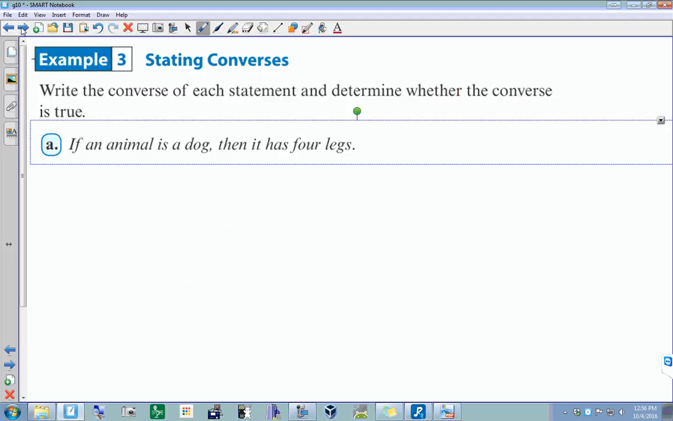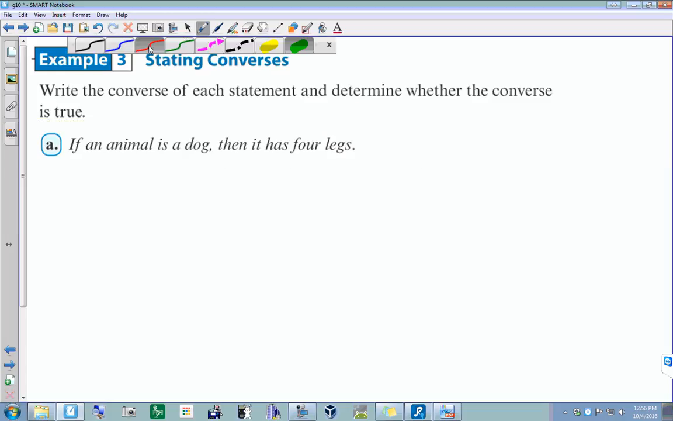If an animal is a dog, then it has 4 legs. Is this true? Okay. Now, if I want to identify what the hypothesis is, well, in this case, is a dog, that's the hypothesis, and we'll use that as P.